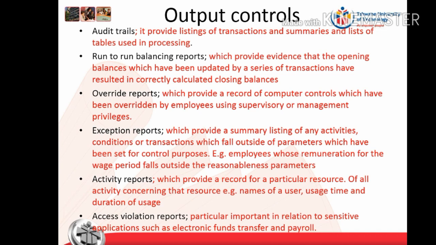Activity reports provide a record for particular resources of all activity concerning that resource. For example, names of users, usage of time, and duration of usage, meaning that the system must be able to track the user. Once you access the system, it must create a report for that person. If you went through Facebook, downloaded series, or looked for other jobs using the resources of the company, all those things we call activities. So whatever you do in the system, we are going to have an activity report.